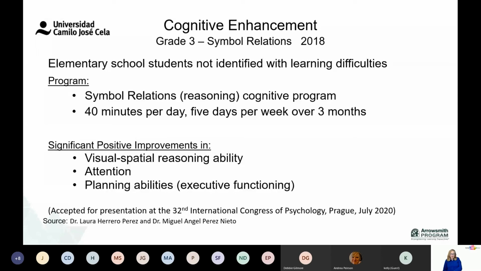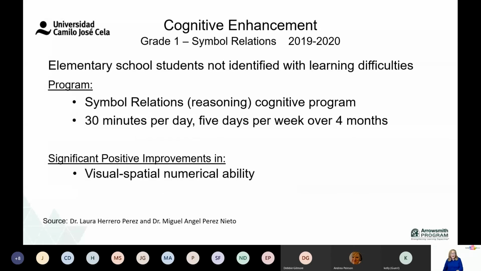And this was to be presented this July in Prague, but again, because of COVID, that won't happen, so it'll be presented at a later time. And 2 days ago, we just got the data. So that was done in 2018.